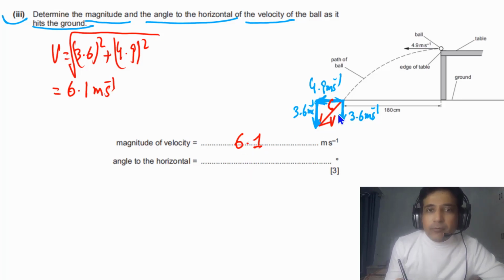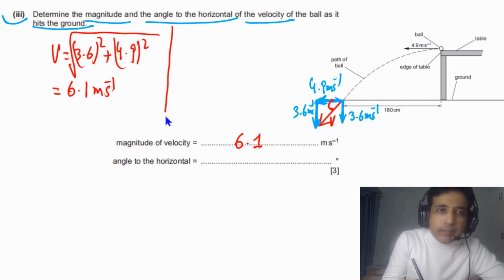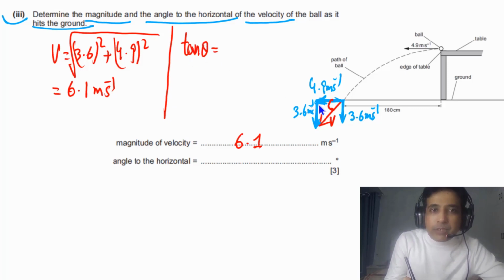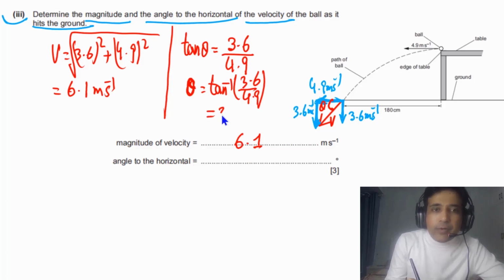We need to find this angle. So we can say this angle is theta, and tangent of theta will be equal to the vertical component divided by the horizontal component. From here we can calculate the value of the angle. So theta is tan inverse of 3.6 divided by 4.9, and the final answer will be equal to 36 degrees up to 2 SF. So this is the value of the angle with the horizontal.